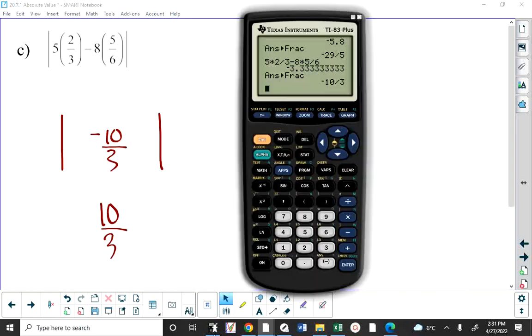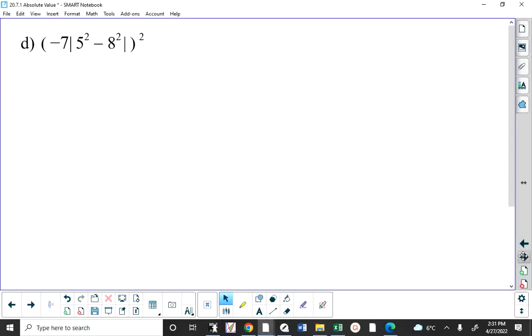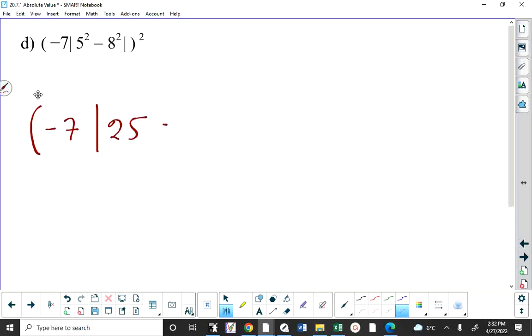We want to be really fancy. I want to see where we're at here. Let's do this one, and then I'll show you how we can really use our calculator to our advantage. We have to take -7 times the absolute value of 25 minus 64, all squared. So I've squared the 5 to get 25. I've squared the 8 to get 64.